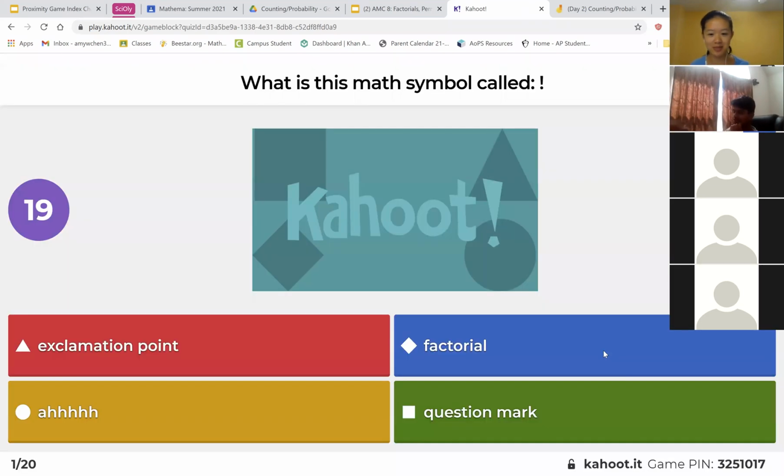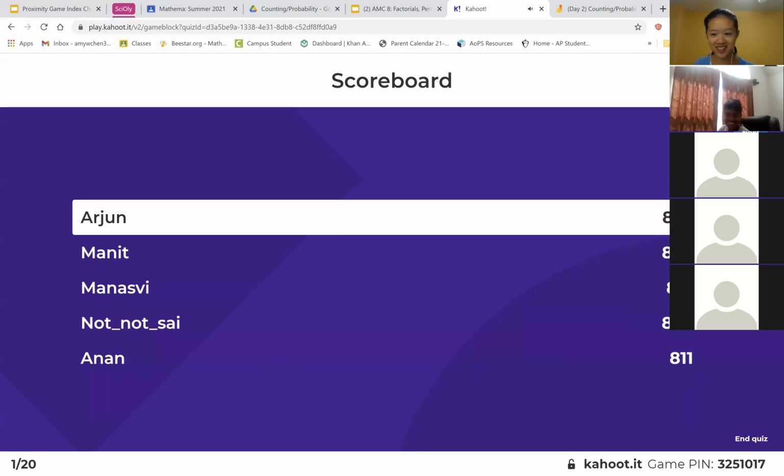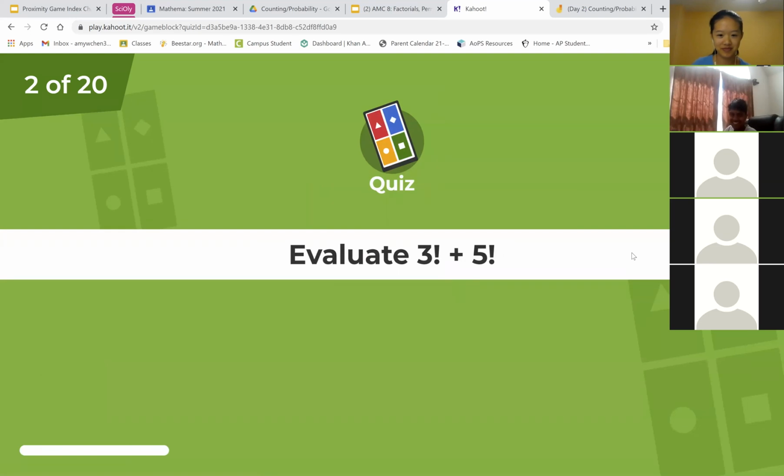What is this math symbol called? This is hard. Amy, why'd you make this Kahoot so hard? What the heck? I don't know. Okay, skip. It'll skip automatically. Wait, no way, dude. I'm in 4th place. What the heck? Oh wow. It's so close.